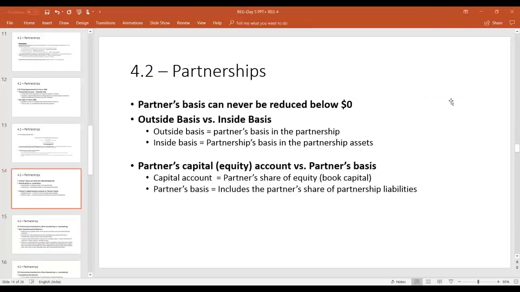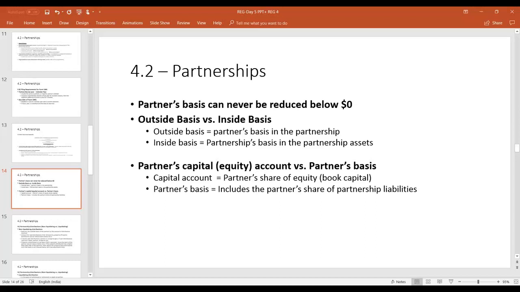Now, partners' basis can never be reduced below zero. In partnership, again, a unique thing that you want to know is this terminology: outside basis versus inside basis. Outside basis, basically, we're talking about the partner's basis in the partnership. Inside basis is what the partnership has in the assets of the partnership. So whenever we talk about outside basis, remember we're talking about the partner's basis. When we talk about the inside basis, we're talking about what the partnership has as basis in the assets of the partnership.